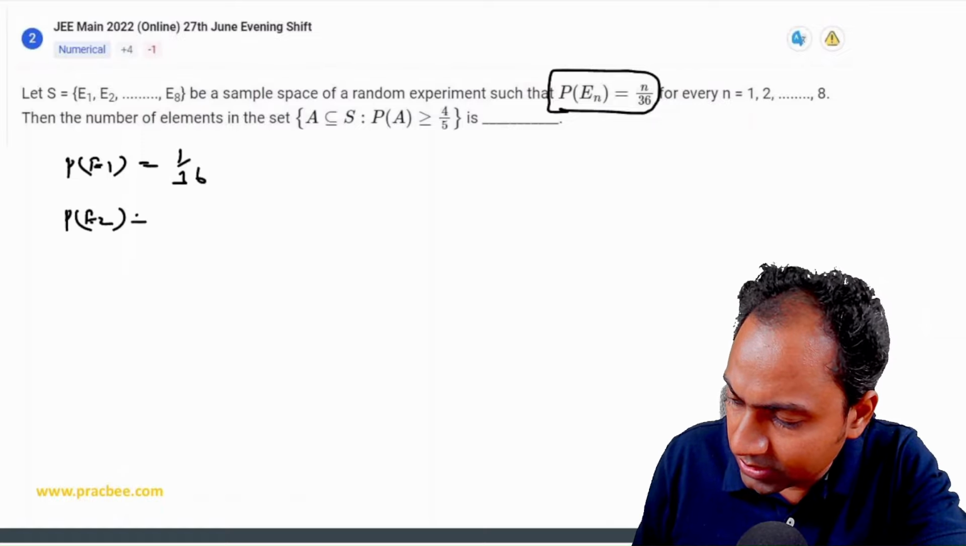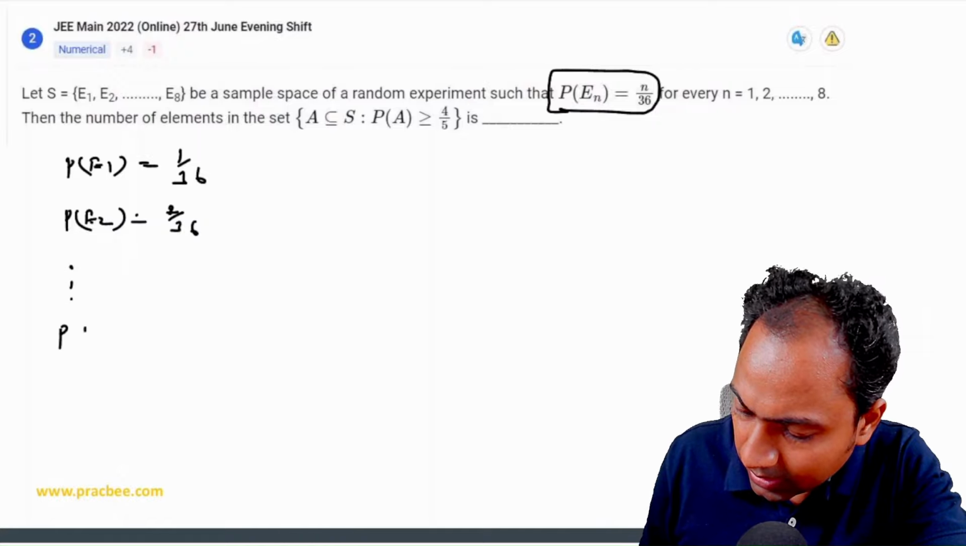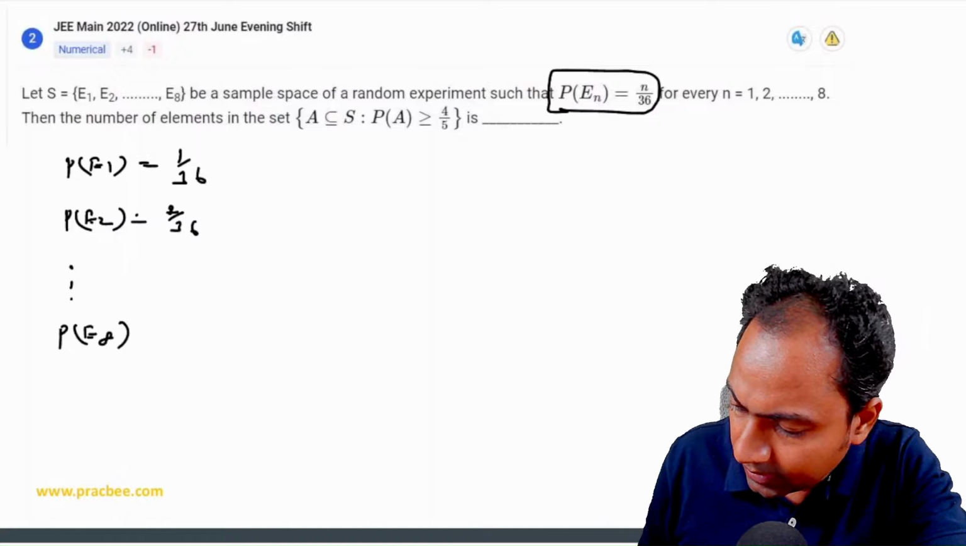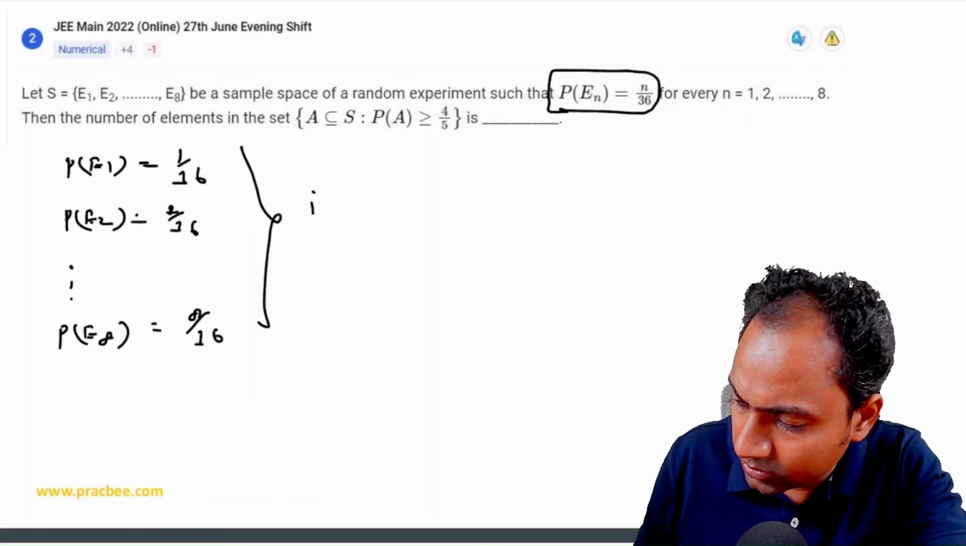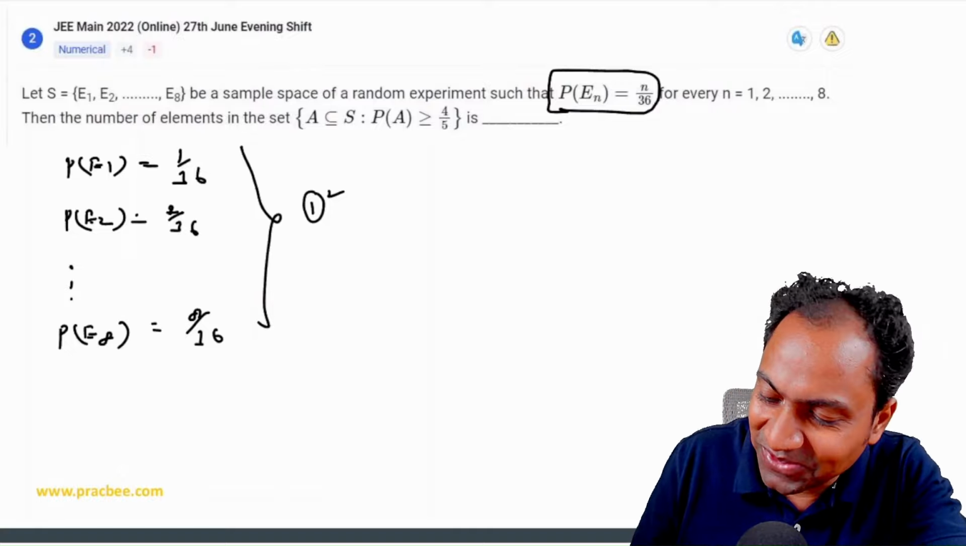P of E2 is nothing but 2 by 36. Similarly, if I keep on writing, then till P8, it will be nothing but 8 by 36, and if I add all of them, it comes out to be 1. Now what is the question? So this is the context of the question. Now what is the question?